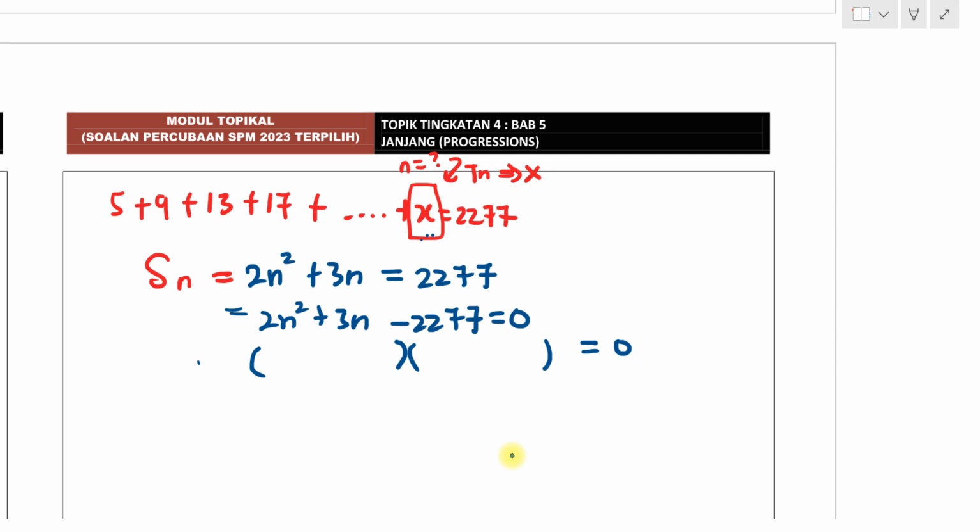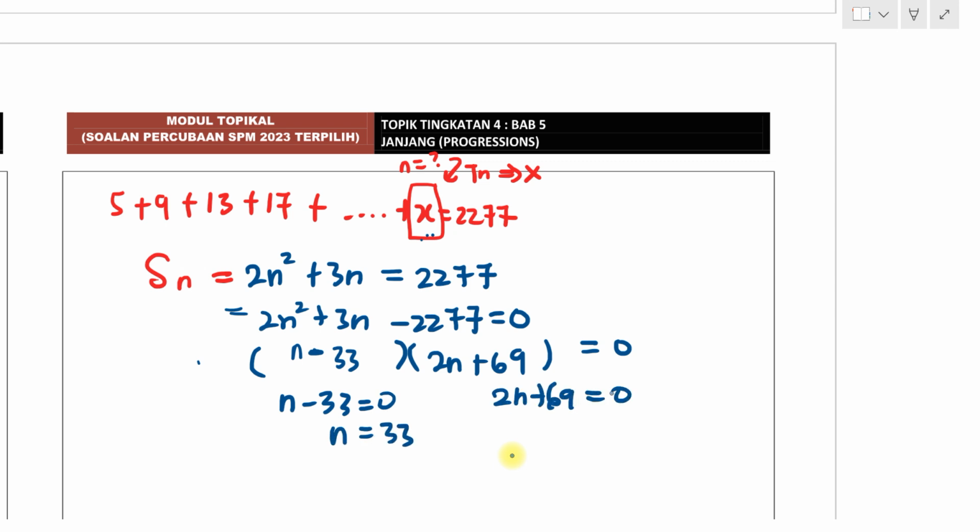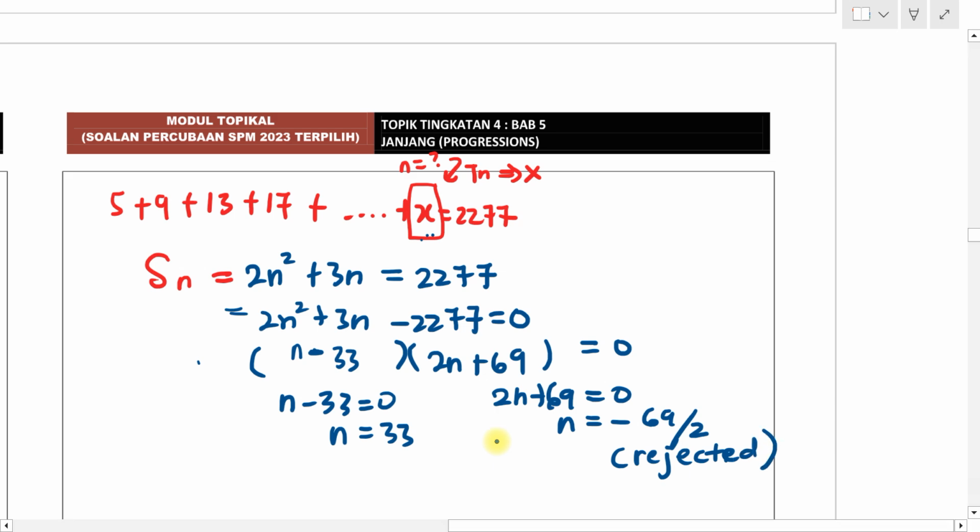Okay, let us solve this quadratic polynomial. 2, 2, 3, and negative 2, 2, 7, 7. So I'm getting n minus 33, 2n plus 69. So n minus 33 is equals to 0. So n is equals to 33 is acceptable. 2n plus 69 equals to 0. N is equal to negative 69 over 2 is rejected because your n cannot be a negative number. So your n is 33.